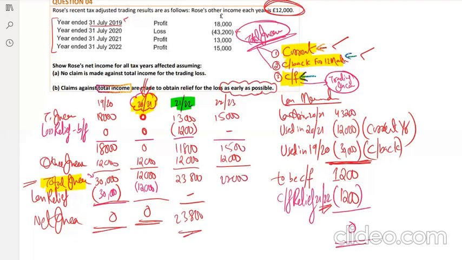And that's all for this. As soon as early as possible, if the examiner writes claim the loss as early as possible, we will combine it, apply it in the current year total income, and carry it back against total income. Whatever is leftover, in this question it's 1200, we will carry forward, and the carry forward will not be from total income, it will be only from trading income.